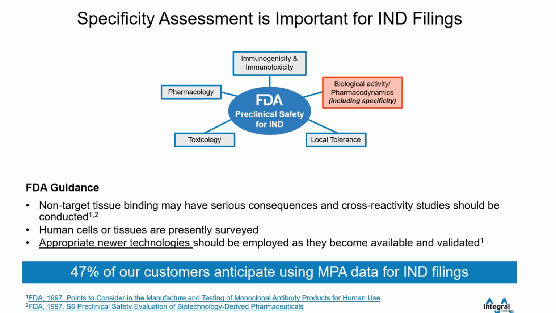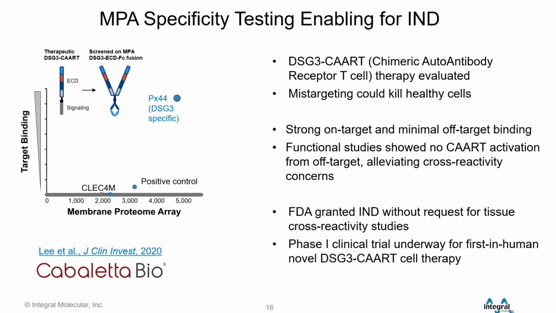But I will speak generally that specificity testing is required by the FDA, and while tissue cross-reactivity studies have been a standard, newer technologies such as the MPA are being employed and have been accepted by the FDA as part of IND packages. About half of our customers anticipate using MPA data in their IND filings, and some have already successfully done so and are currently in clinical trials. One of these examples is Abound Bio. Abound developed a DSG3 CAR-T therapy for the treatment of mucosal pemphigus vulgaris, which causes painful mucosal blisters.